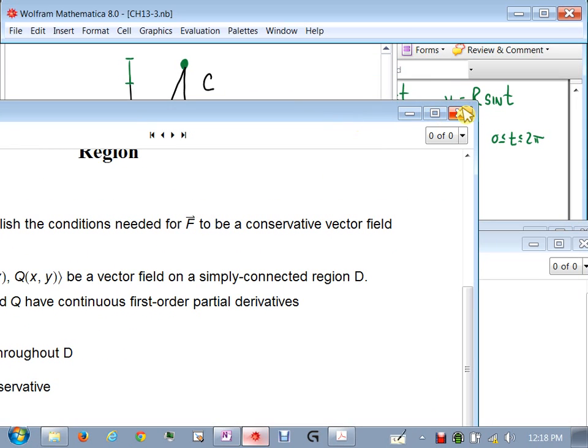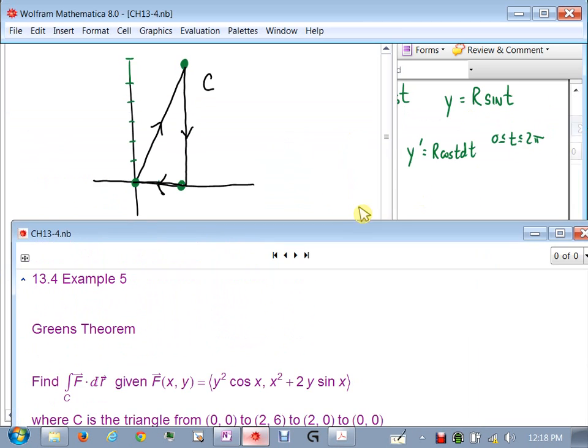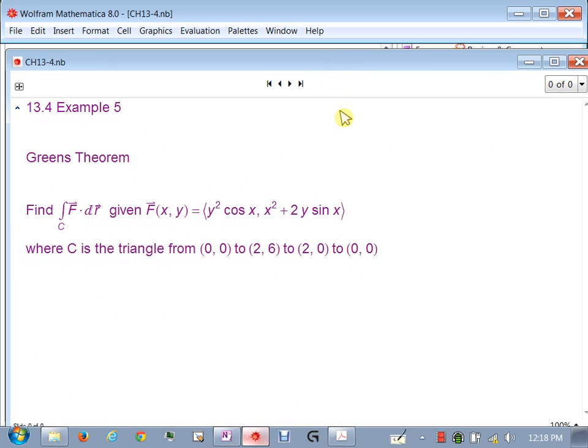So that's the first thing I would check. So what is the partial of P with respect to Y? Partial of P with respect to Y. 2y cosine x. What's the partial of Q with respect to x? Are they the same?